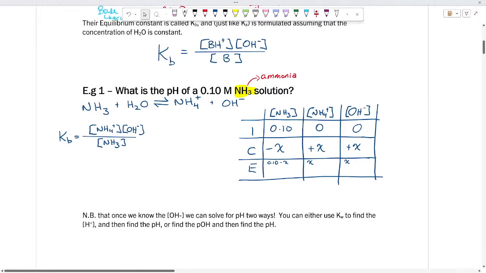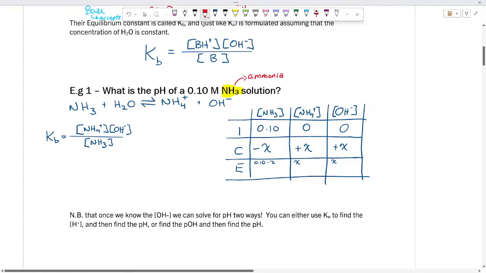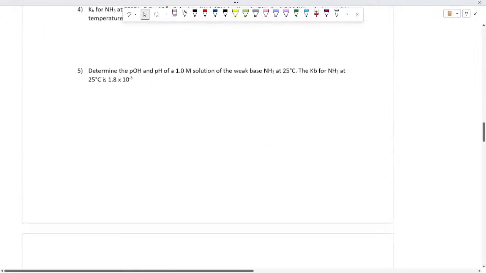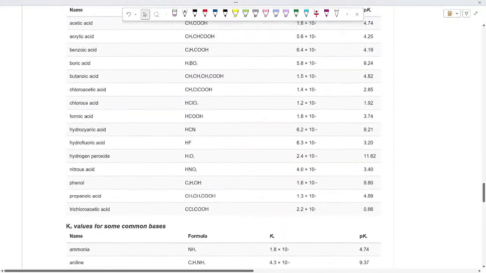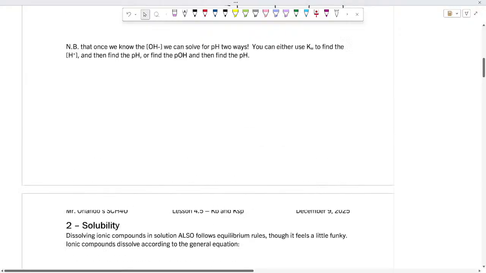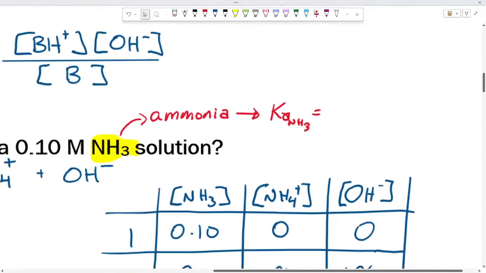Now, we have to figure out the Kb value. So let's look up the Kb of ammonia, which I gave you a table. It should be at the back page, I think. Yeah. And I said Ka, but I didn't mean Ka. I meant Kb. Whoops. Typo.